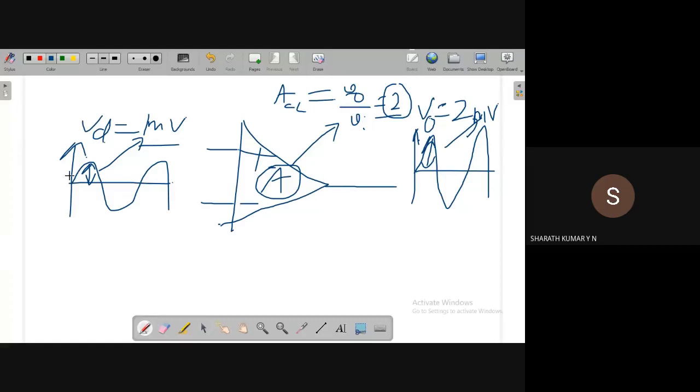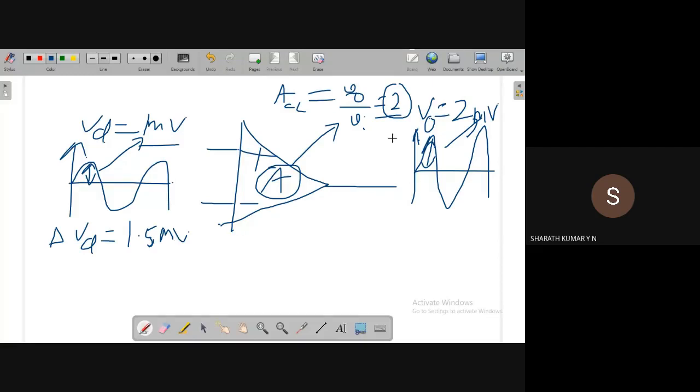Now the input changes by a small amount. The differential voltage is, let's say, 1.5 millivolts. So the output voltage should accordingly change.